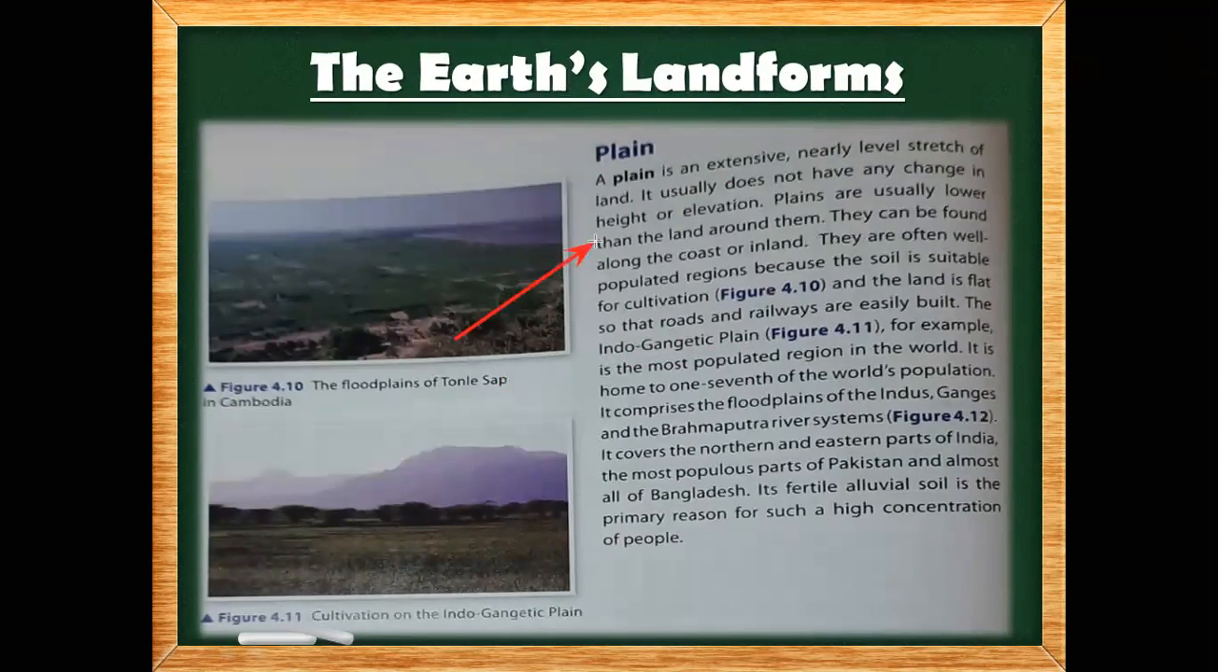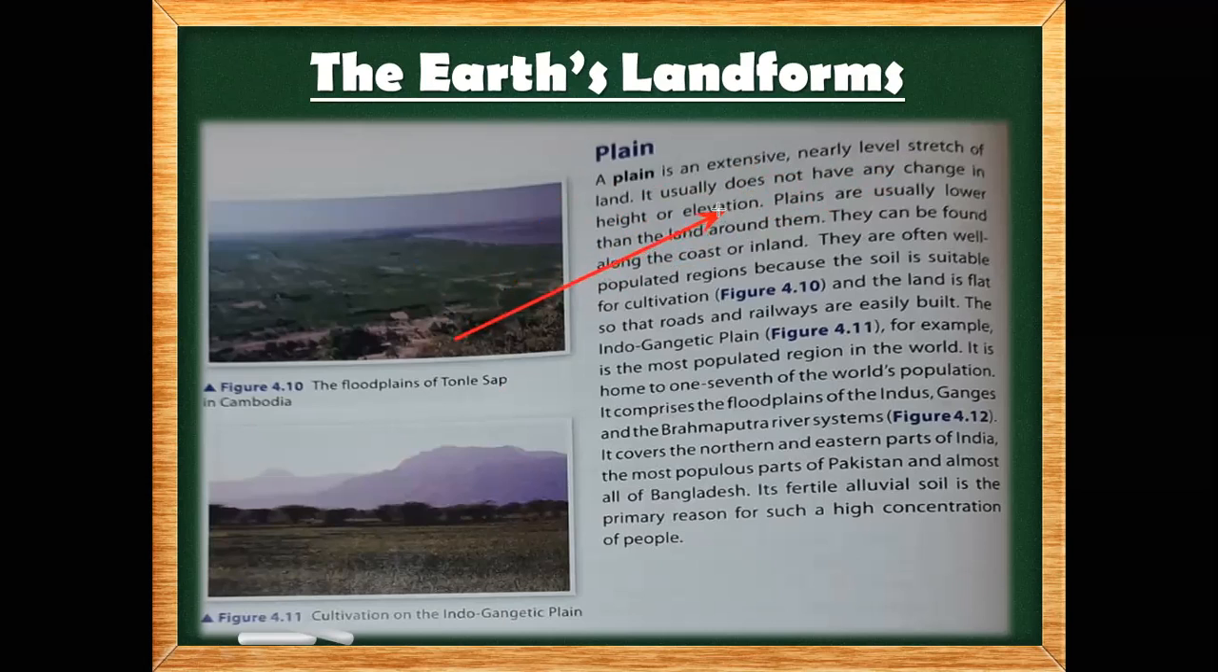A plain is an extensive, the word plain just saying a plain thing, like this. Extensive means large. A plain is a large, nearly level stretch of land. Level stretch means the land which is leveled. It usually does not have any change in height or elevation. Elevation is just the up and down of a land.